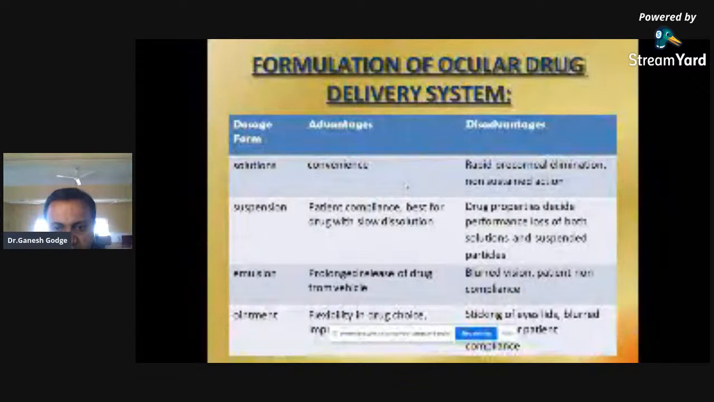Because they are O/W or W/O type of emulsions, if you instill such an emulsion eye drop, it immediately causes an oily surface, due to which blurring of vision is problematic.